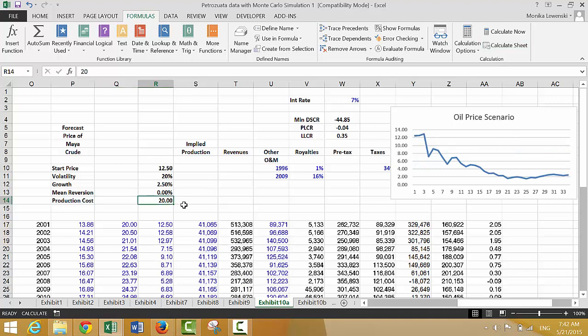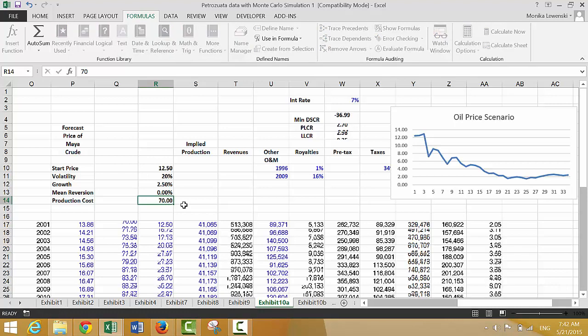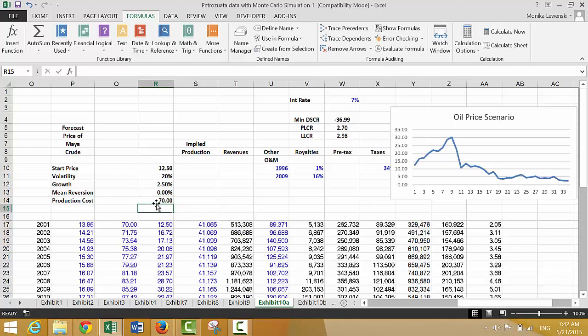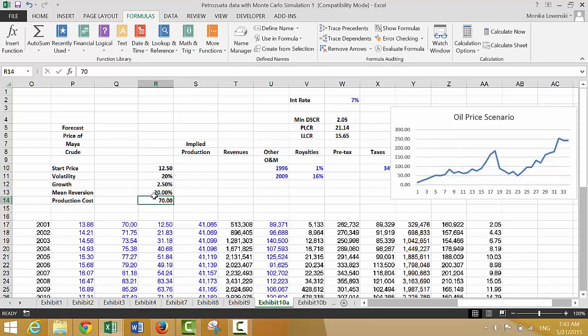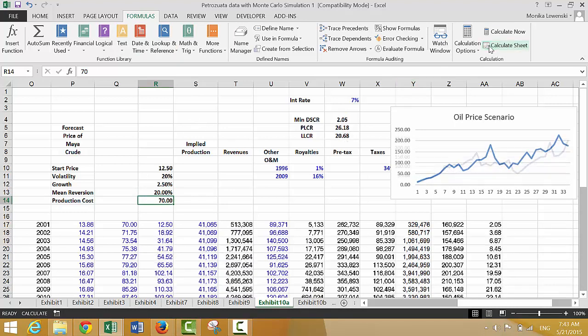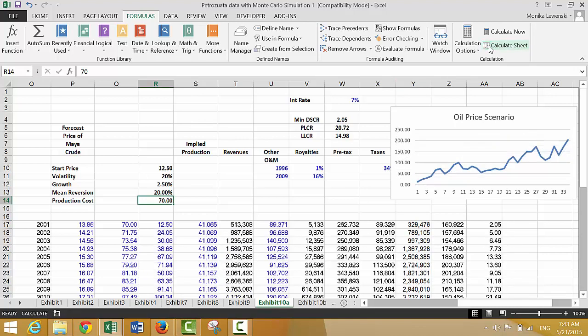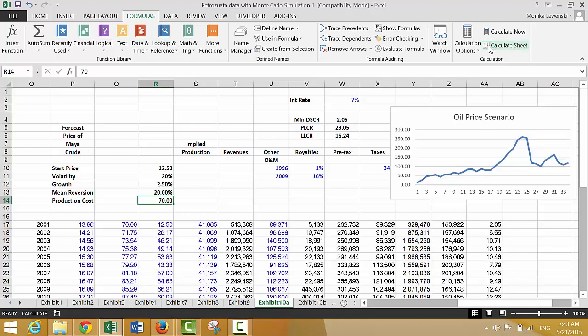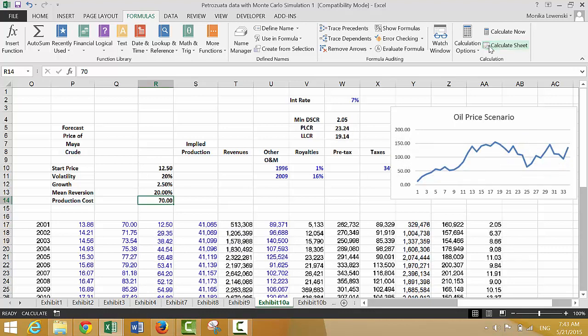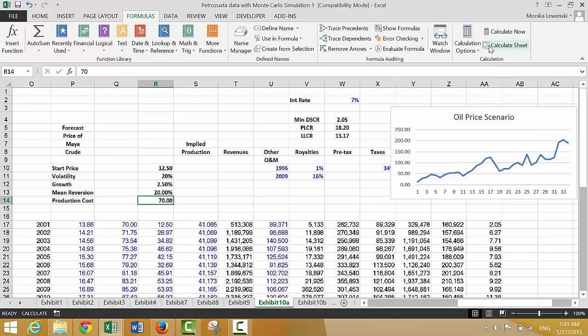Now, of course, if you put what is actually probably the production cost, maybe it was 70 then, and we put a mean reversion even of 20%, then we'll hover around there. So these mean reversions have an enormous effect, and you can see that we virtually never default there.